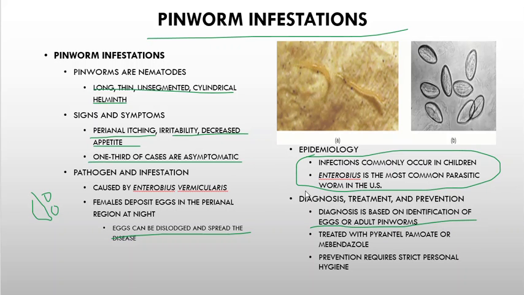Diagnosis: eggs or adult pinworms. Actually, what we do is we take a piece of Scotch tape at nighttime, put it on the child's perianal area, and pull it off and look for the eggs on the tape. That's how we do it. Treatment is pyrantel pamoate or mebendazole, and strict personal hygiene. You don't want those nasty things crawling out of you at night.